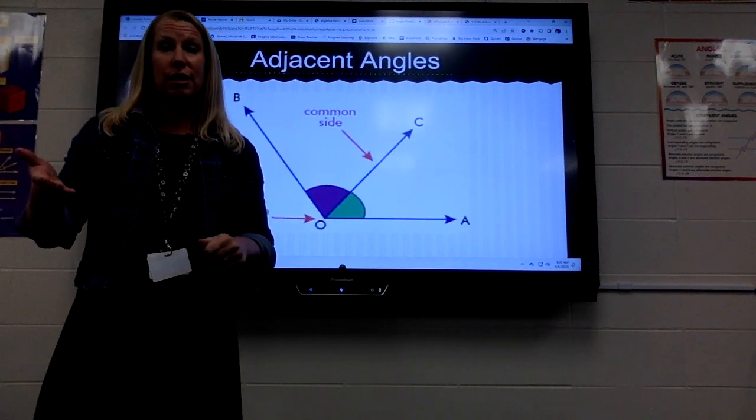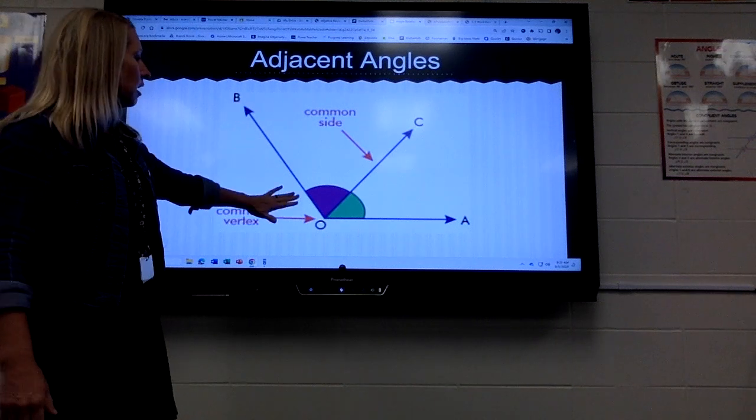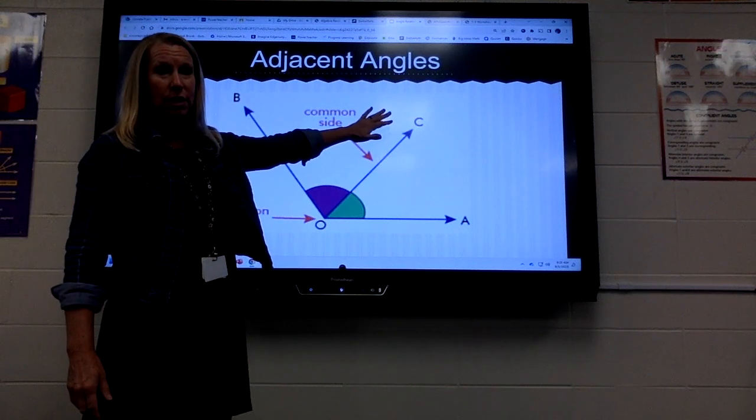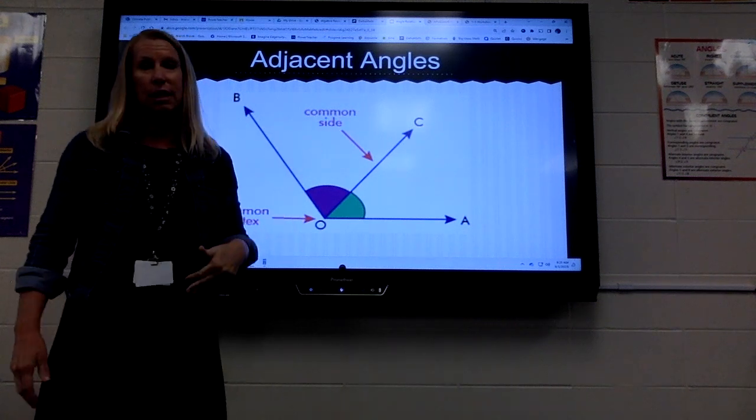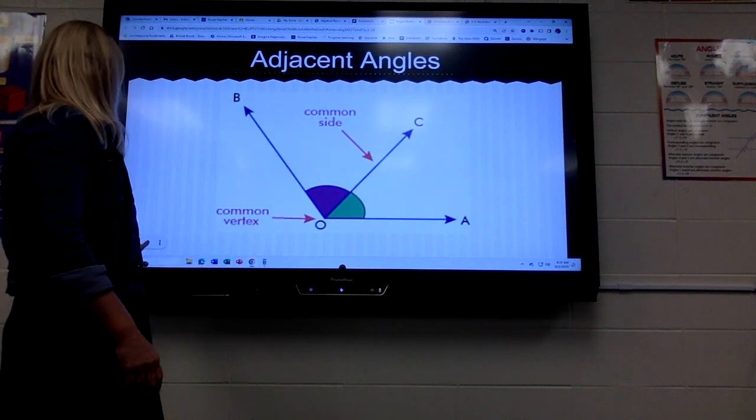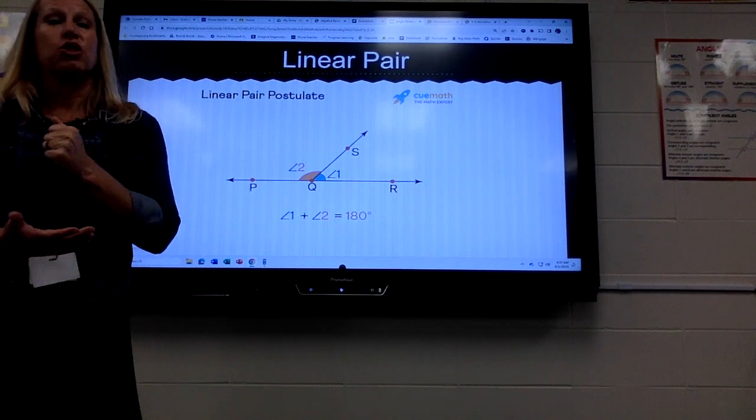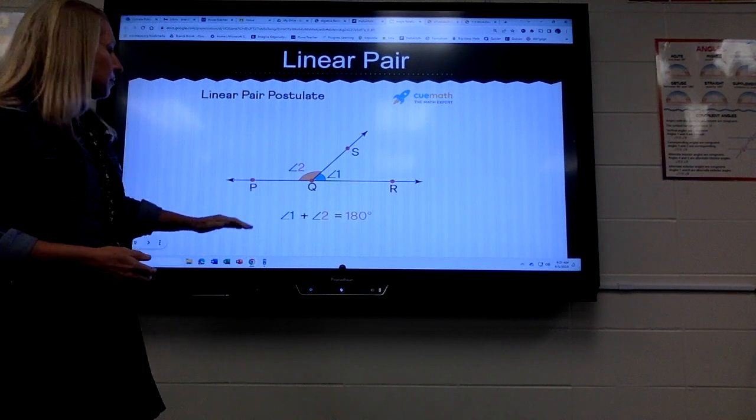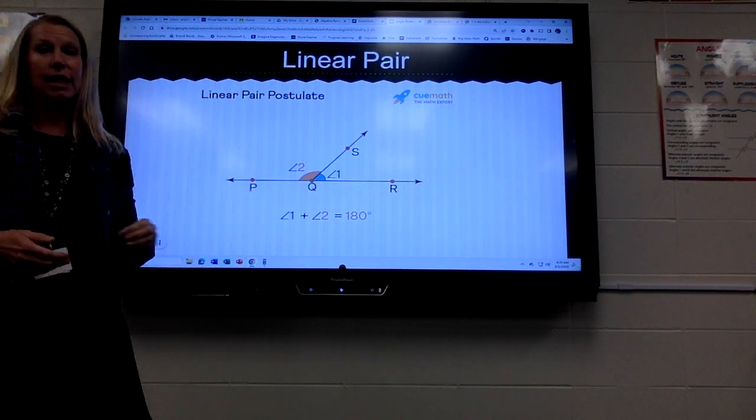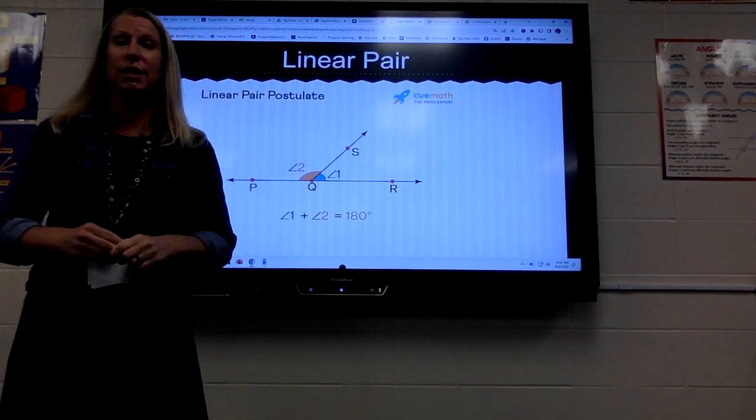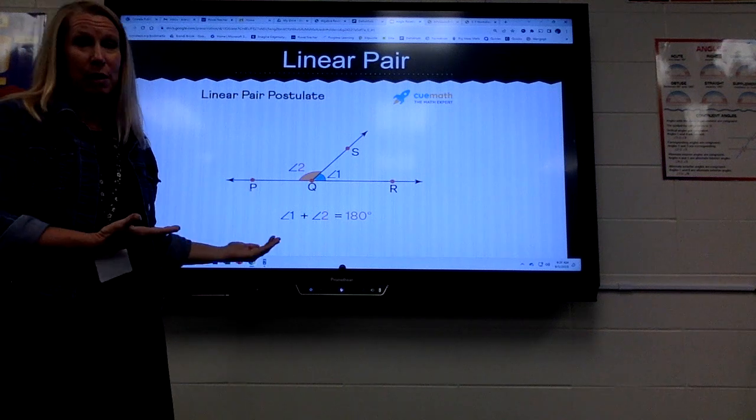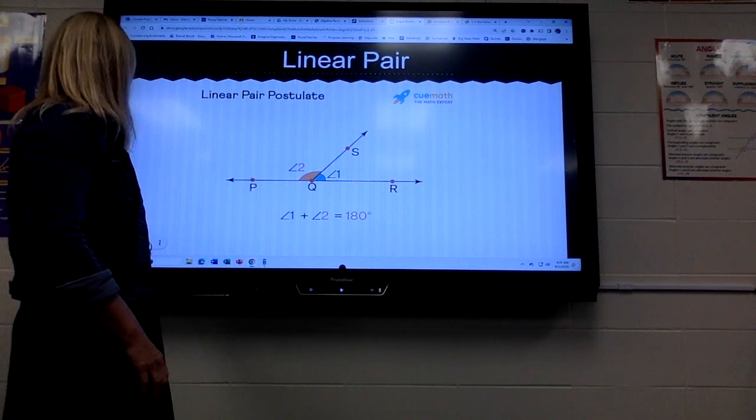Adjacent angles share a side. So like BOC would be one angle, and then COA would be the other. They share the side CO. A linear pair, so important for geometry, creates a line. They are adjacent angles. They share a side, and they always add to 180. If you need to pause this to look at it, do that.